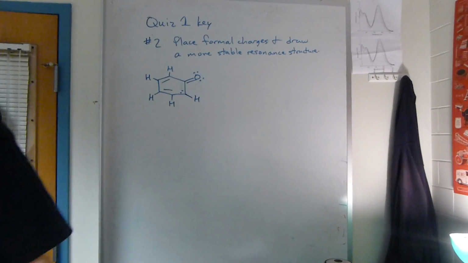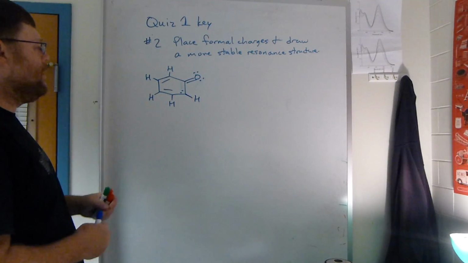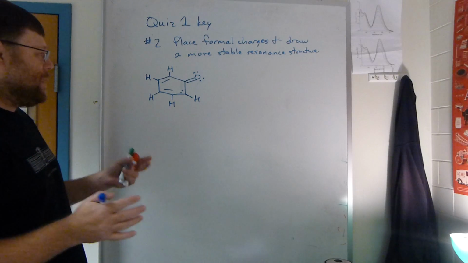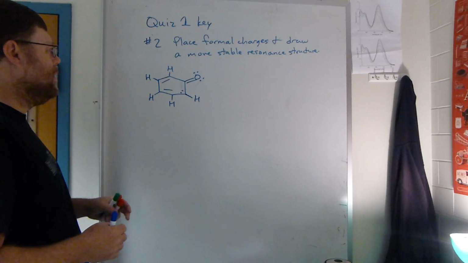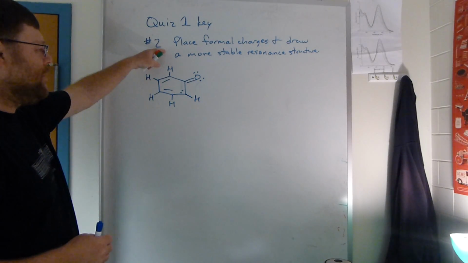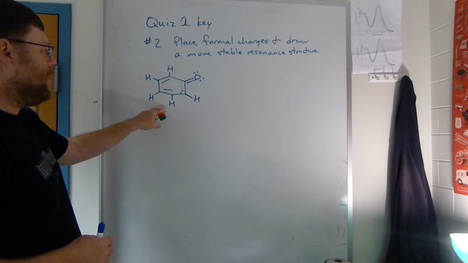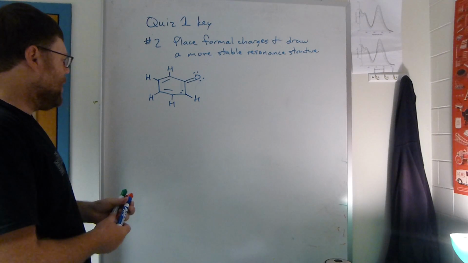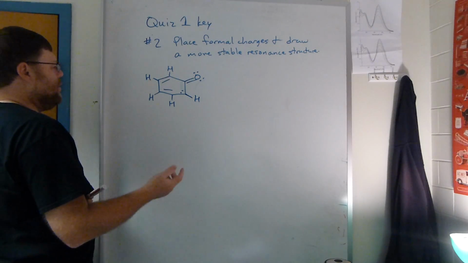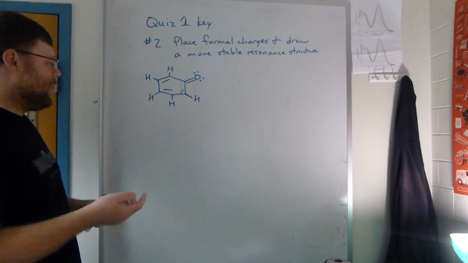All right, number 2 is to place formal charges. That means I haven't put the formal charges in. So you've got to figure out any atoms that have a formal charge, and then you need to draw a more stable resonance structure for the molecule that's shown. Okay, so go around here. You should get to where you can do this pretty quickly.